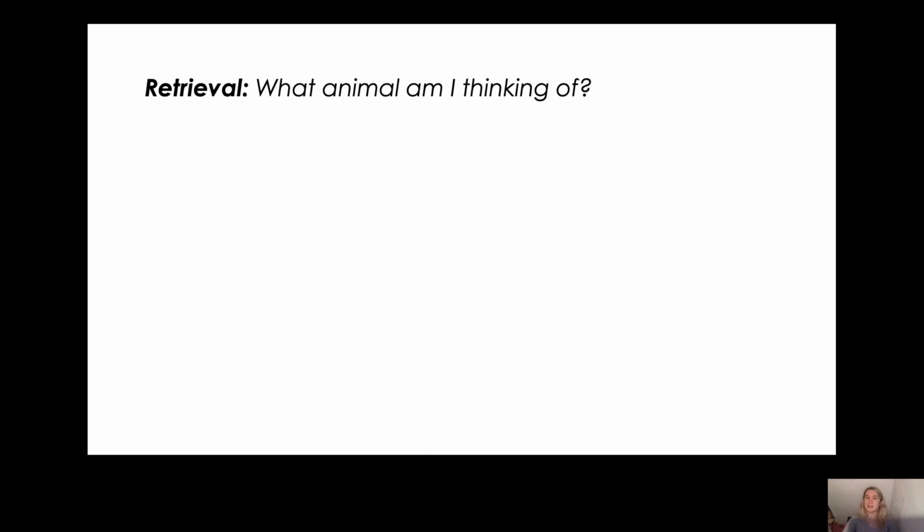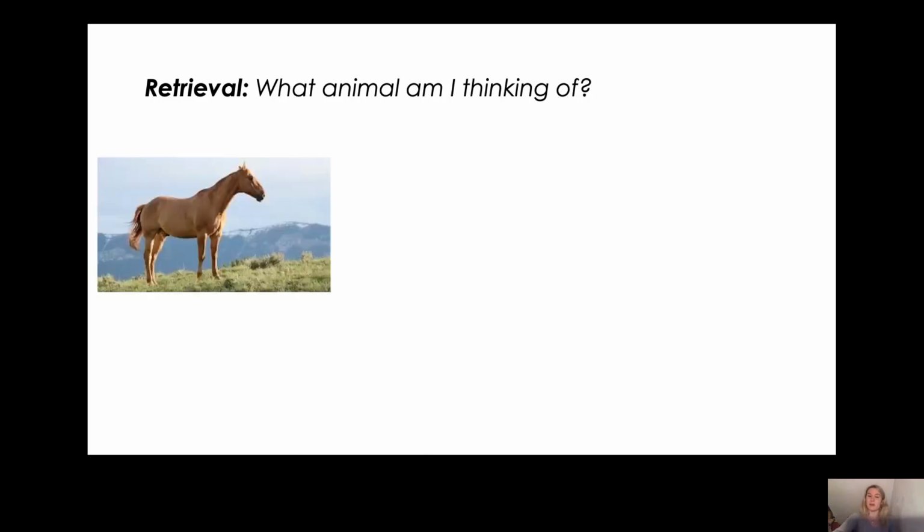Okay, Year 2, have you managed to work out what animal I'm describing? Well, I was describing a horse because a horse is a herbivore. It eats grass, doesn't it? And it gives birth to live young. Now, why does it give birth to live young? Yes, it's because it's a mammal. Well done. And a horse's offspring is called a foal. Well done if you got that right.